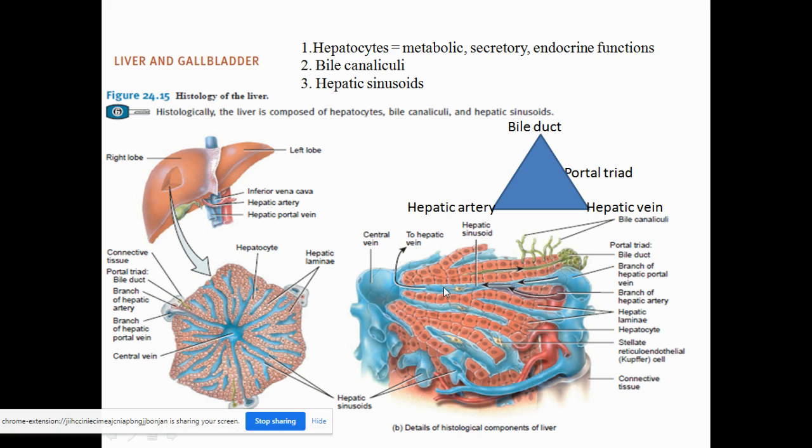See how they flow. When they receive blood here, they flow from the exterior towards the center. Not only from the hepatic artery, they also receive blood from the hepatic portal vein. You can see a branch of the hepatic portal vein here. So they receive oxygenated blood from the hepatic artery, and also the blood from the hepatic portal vein.